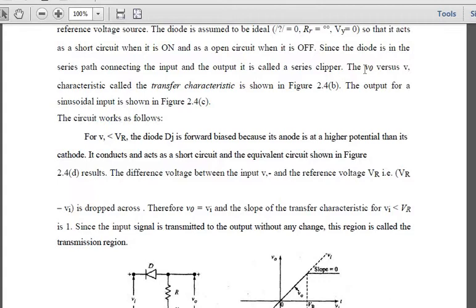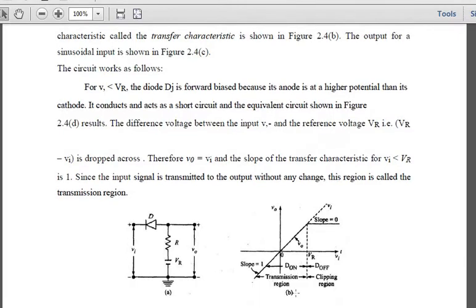Here we have the output characteristics with reference to the output voltage V0 and the input voltage Vi, and this characteristic is called the transfer characteristic. Here I'll be showing you the figure. So this particular characteristic is called the transfer characteristic of the series clipper.